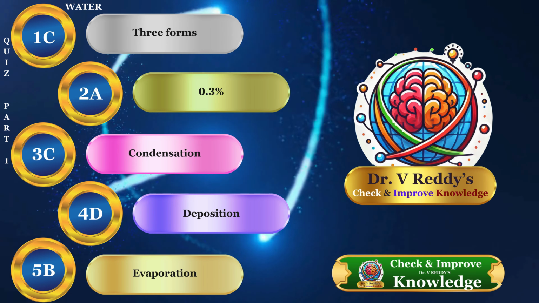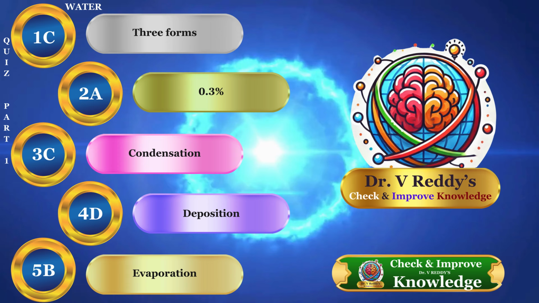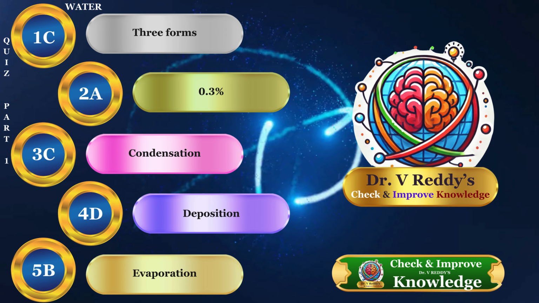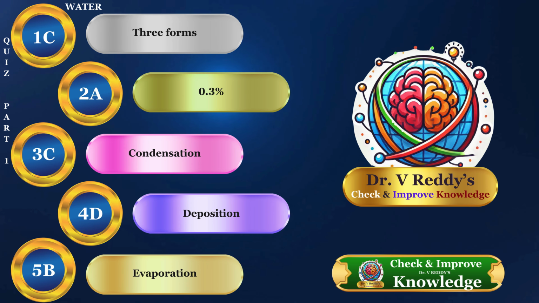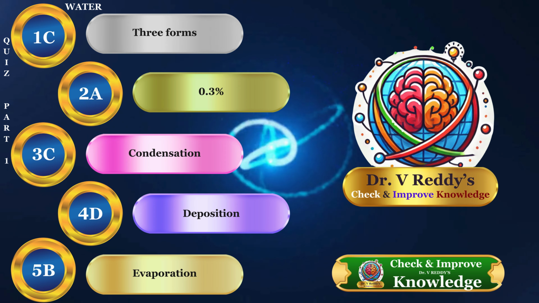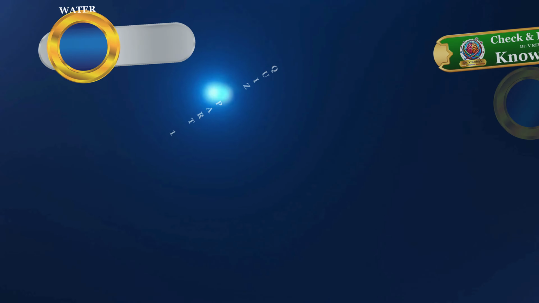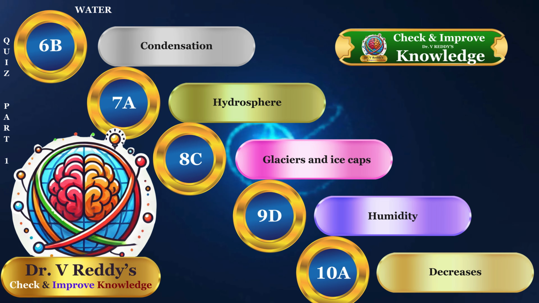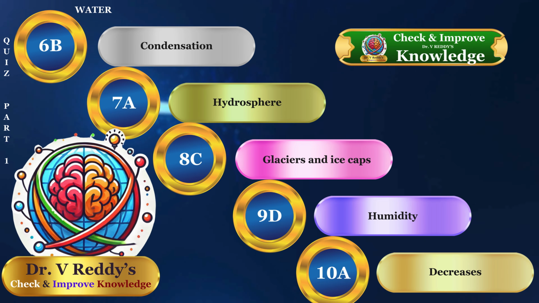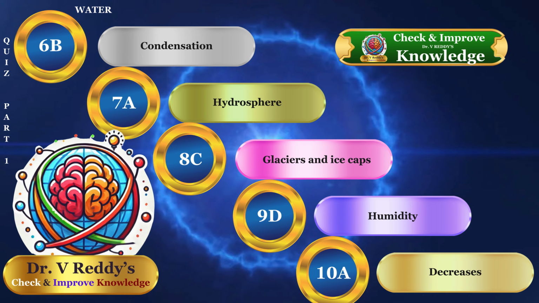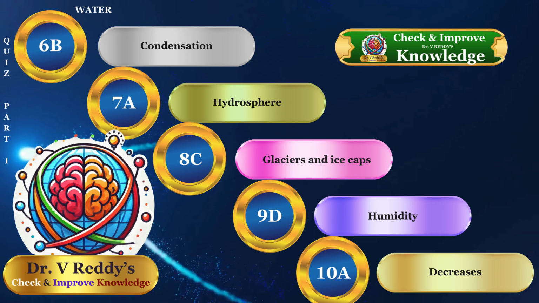Please check answers. 1. C. 3 forms. 2. A. 0.3%. 3. C. Condensation. 4. D. Deposition. 5. B. Evaporation. 6. B. Condensation. 7. A. Hydrosphere. 8. C. Glaciers and ice caps. 9. D. Humidity. 10. A. Decreases.